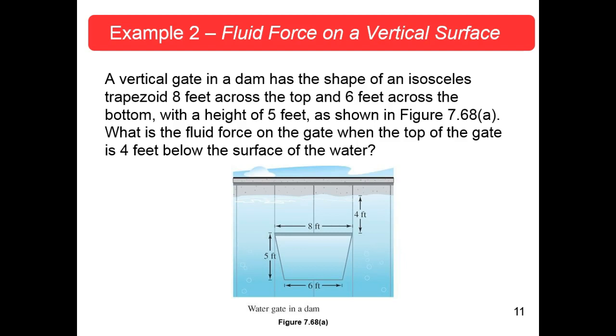So here is an odd-shaped plate. A vertical gate in the dam has the shape of an isosceles trapezoid. Now what do we mean by isosceles trapezoid? Iso means same. Obviously the top and the bottom of the trapezoid are never the same, by definition. So it's the lateral sides that are the same here. So it's an isosceles trapezoid, which means the angles are also the same. Trapezoid, 8 feet across at the top, 6 feet across at the bottom, with a height of 5 feet. That's the height, not the lateral length.